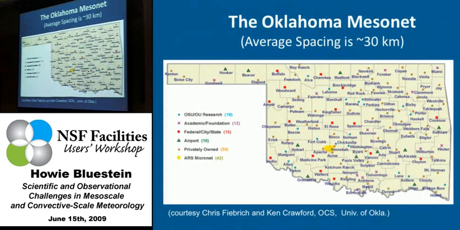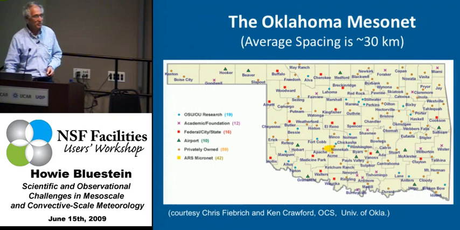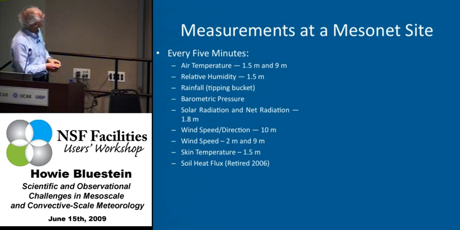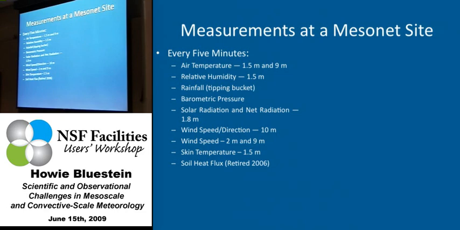To study the environment over which storms form and move, we need to use mesonets. This is the Oklahoma mesonet, one of many that are out there now. Measurements are made of air temperature, humidity, and so on. Some of the other more exotic measurements that I think are very important are the skin temperature, the soil heat flux. I don't know why it was retired in 2006. But we need to measure the soil moisture and fluxes.